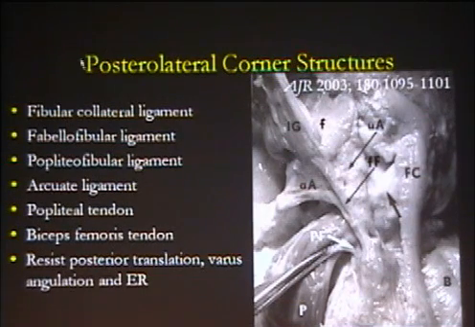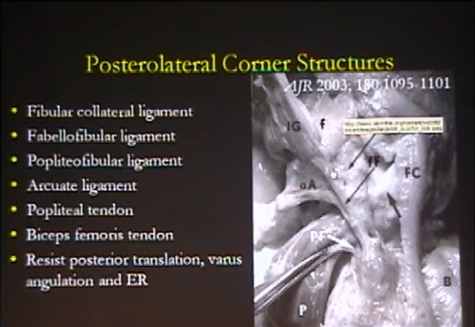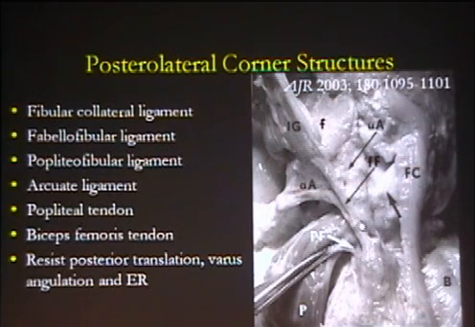Okay, enough about that. This is more interesting, I think, more complicated. The posterolateral corner structures. There are many structures that make up the posterolateral corner. The fibular collateral ligament is one that's obviously very important here. The fabellofibular ligament. This is the fabella here. The fabellofibular ligament is this structure here, coming from the fabella down to the fibula. The popliteofibular ligament, the arcuate ligament, the popliteus tendon, the biceps femoris tendon. All of these structures work together to provide stability to the posterolateral corner of the knee.